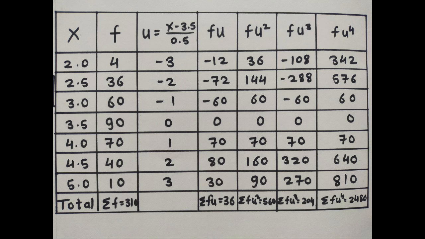Here we can see summation f is equal to 310, summation fu is equal to 36, summation fu square is equal to 560, summation fu cube is equal to 204, summation fu raised to 4 is equal to 2480. These values are required for finding the values of mu1 dash, mu2 dash, mu3 dash and mu4 dash.